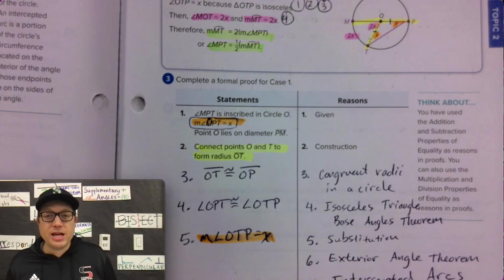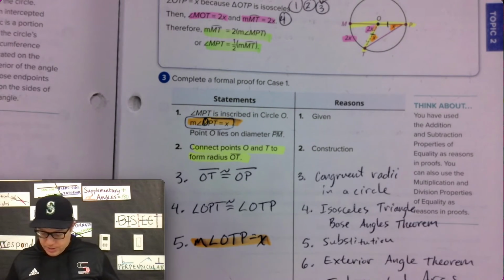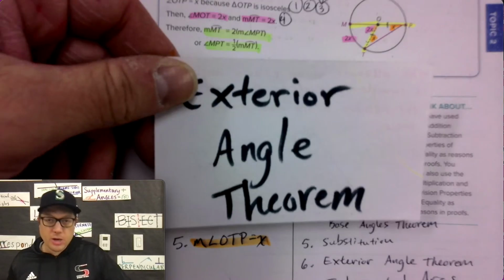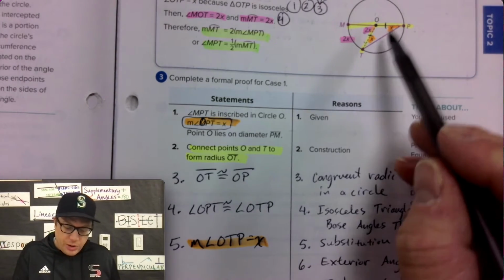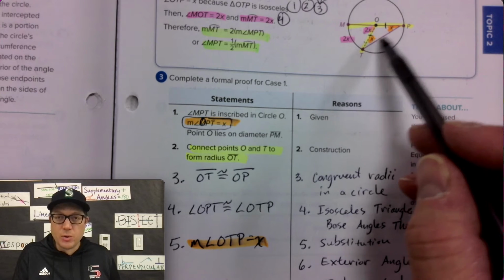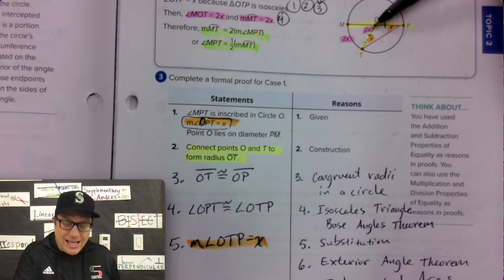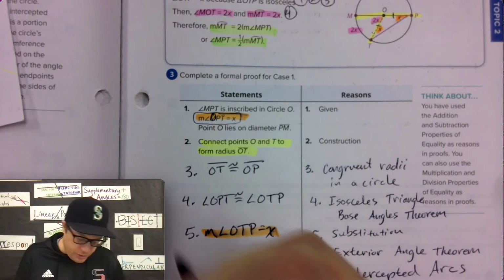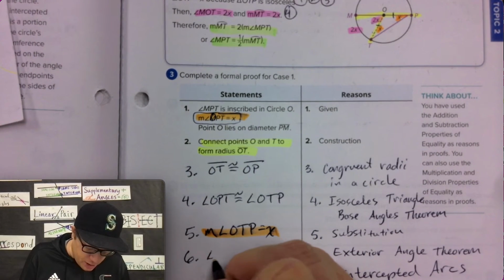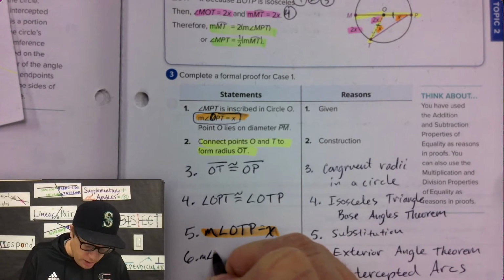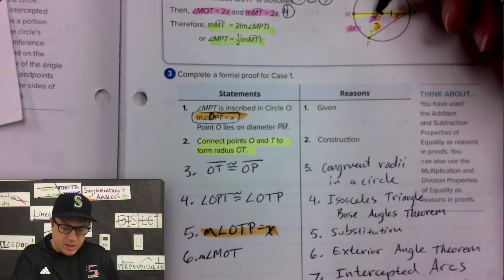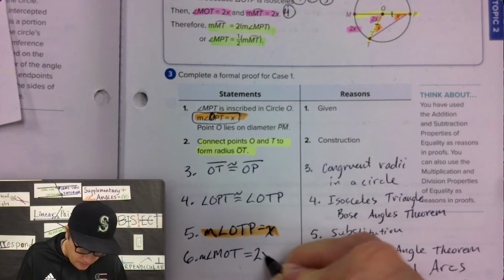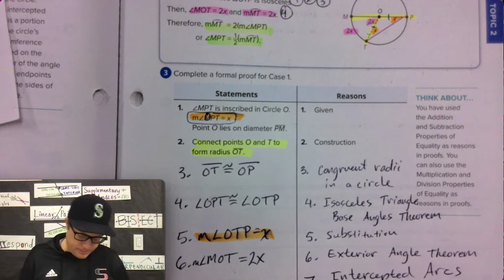Okay, next up we have the exterior angles theorem. Since these two angles are the remote interior angles, they must add together to make 2x. So for the exterior angle theorem, we're going to identify that the measure of angle MOT, that's this one, is 2x. Pink.